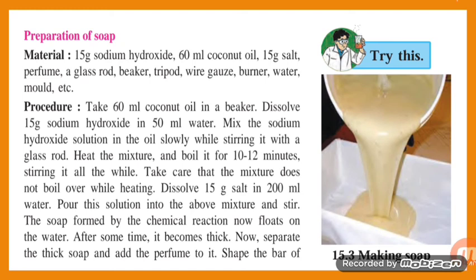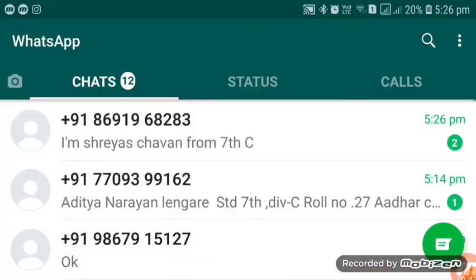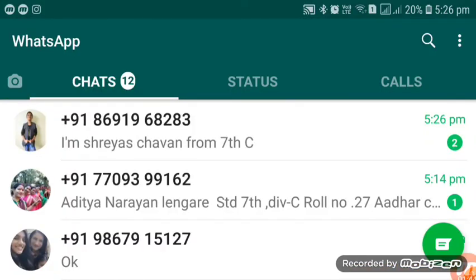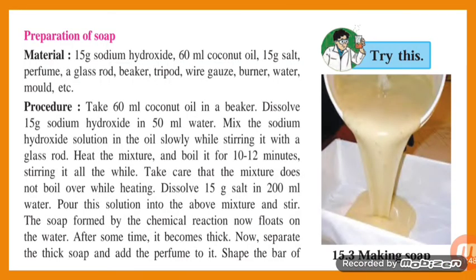Then, whenever this mixture is getting heated, we have to dissolve 15 grams salt in 200 ml of water, and then this solution has to be poured in the above mixture, that is salt and oil and sodium hydroxide mixture, and stir it. The soap formed by this chemical reaction now floats on the water.